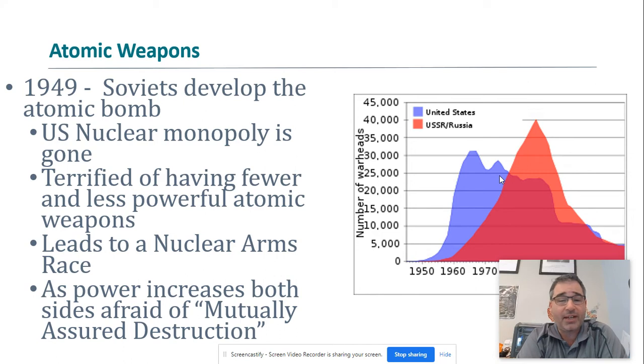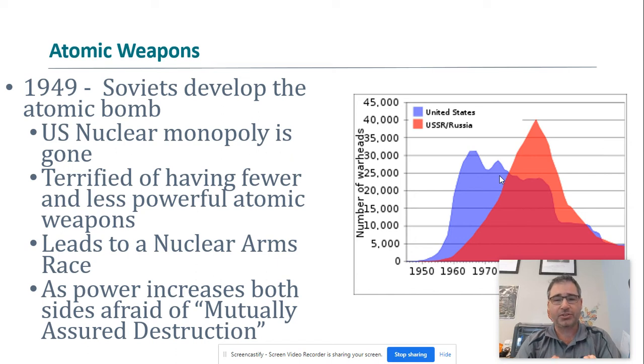The United States becomes terrified that it has fewer atomic weapons than the Soviet Union, and it leads to a nuclear arms race. By the mid-1970s, there are enough nuclear weapons on the planet to annihilate life on Earth seven times. The way that Americans thought about nuclear weapons was referred to as mutually assured destruction. When you combine NATO and the Soviet Warsaw Pact, all of a sudden you have two groups that could blow each other literally out of existence.